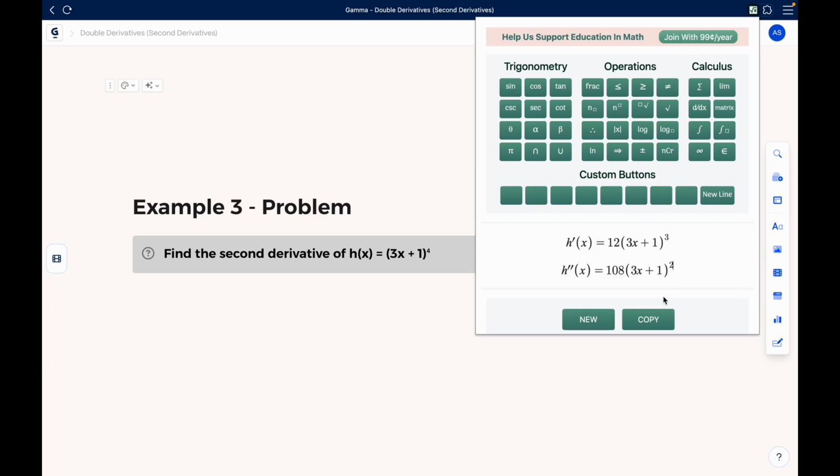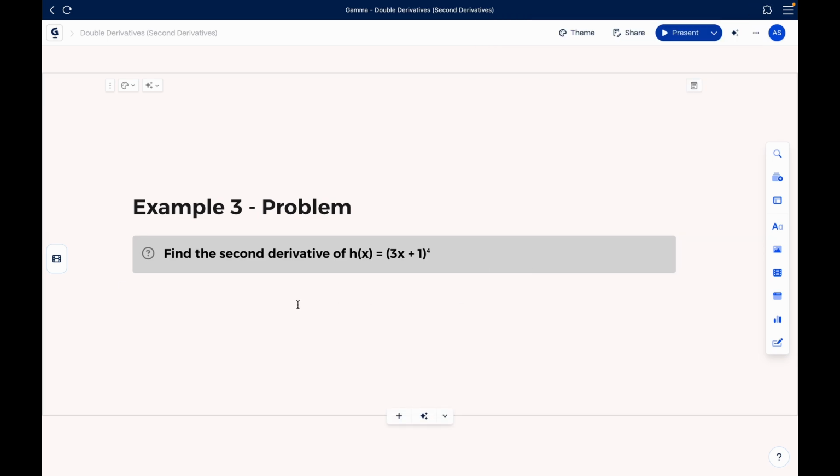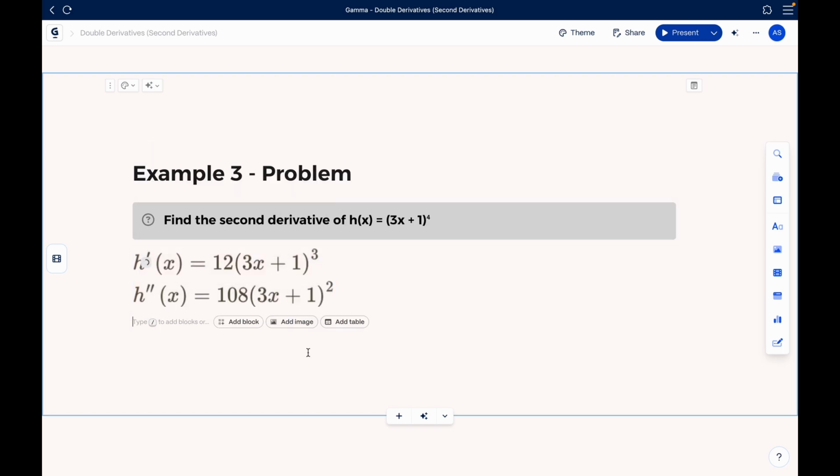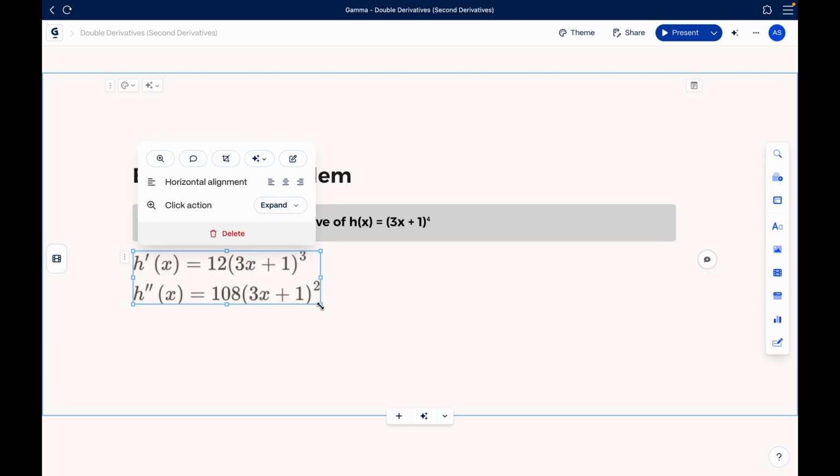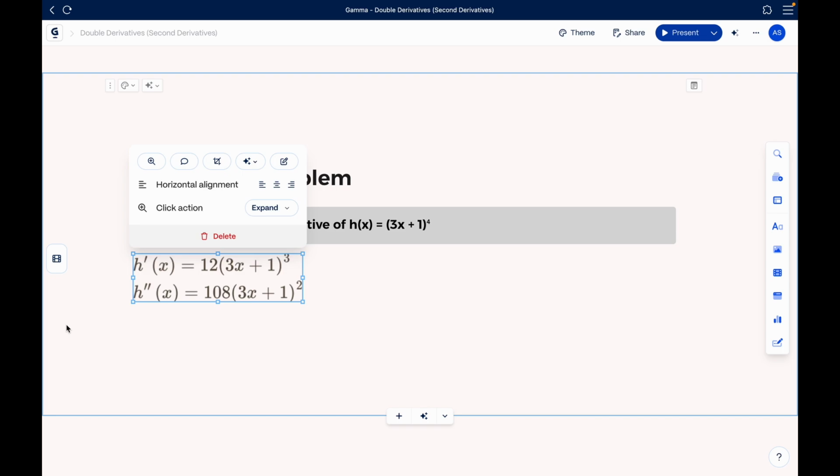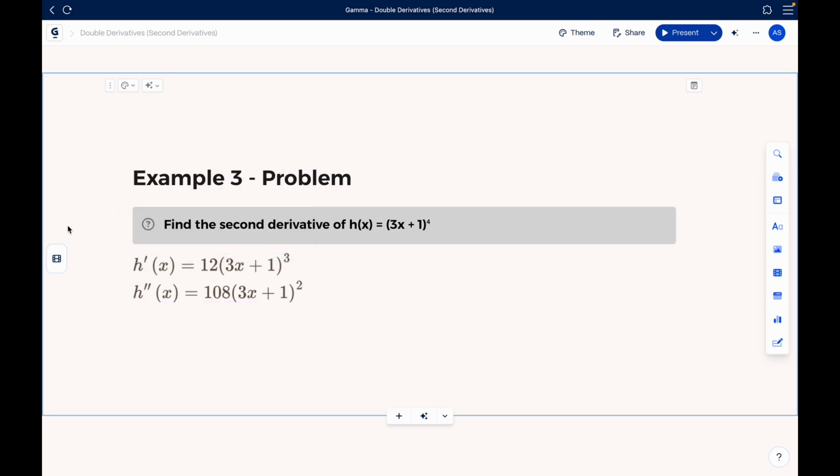Sorry, squared, not cubed. So that's pretty much the process for the final problem, except it was just slightly more complicated using the chain rule instead of just our basic power, exponential, logarithmic, and trigonometric function rules.